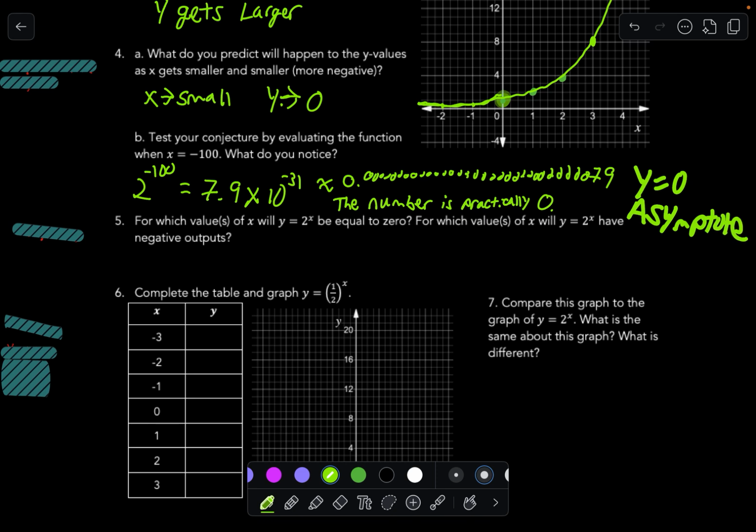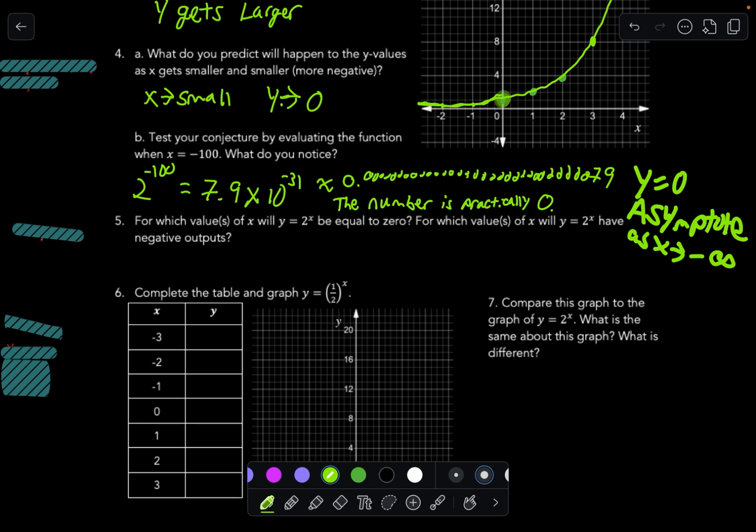It's the line the graph approaches as x goes negative. As x goes to, and we usually use negative infinity to represent going on forever to the left. So the horizontal asymptote is the line that the graph approaches but actually doesn't touch. So for which values of x will y equal 2 to the x be equal to 0?